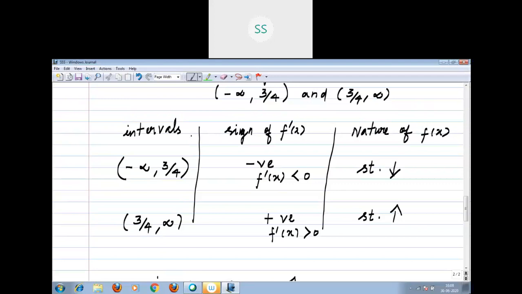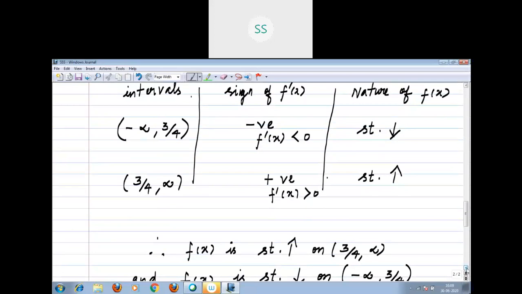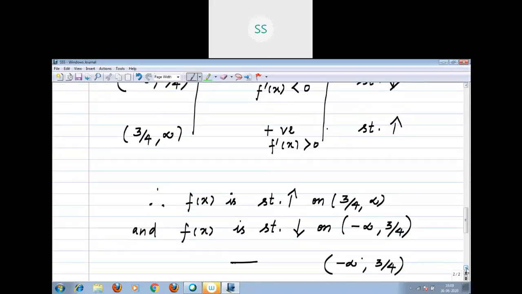Then you will pass on to the next interval, 3 by 4 to infinity. You can assign any value of x. That means you always arrive at positive, therefore strictly increasing. Final conclusion: 3 by 4 to infinity, strictly increasing; minus infinity to 3 by 4, strictly decreasing.